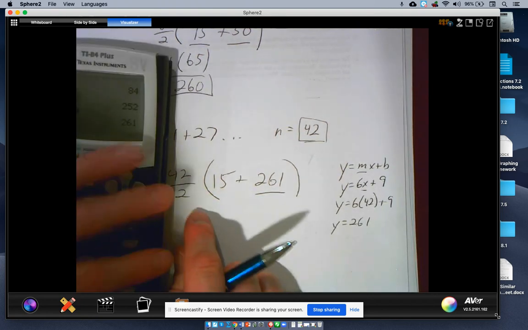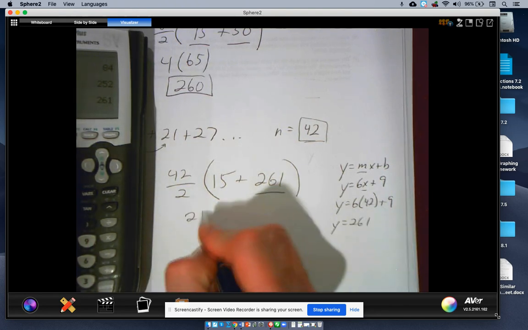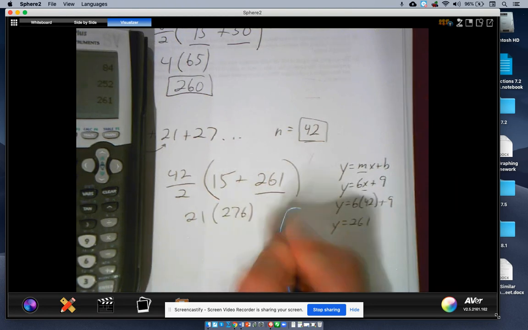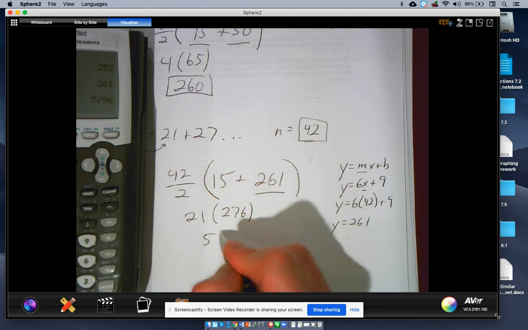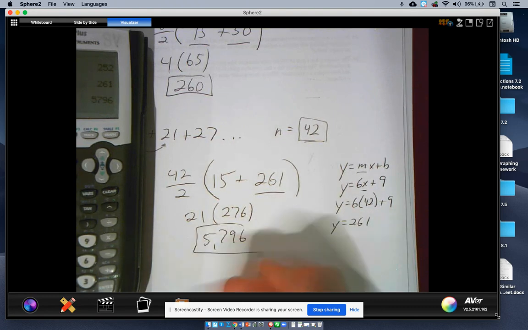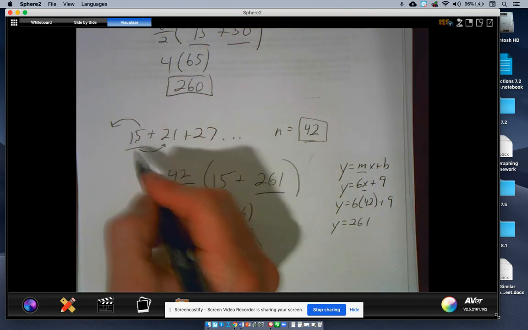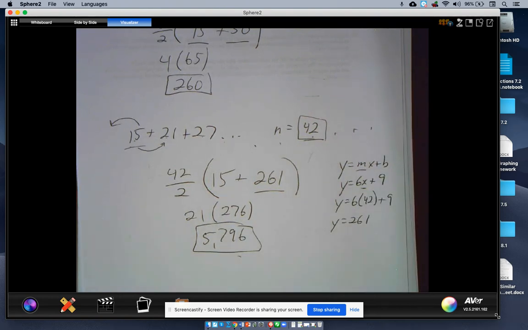So 42 divided by 2 happens to be 21. 21 times 15 plus 261 is 276. 21 times 276 is 5,796. So if I'm going to add all these up and I keep going, and at the 42nd term I stop adding them, this is the sum I would get.